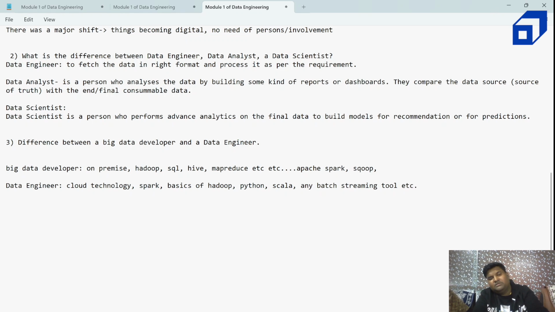So if someone asks you what is the main difference between a big data developer and a big data engineer, both are the same. Just that one is an old kind of job, and that job evolved into a newer job, which is data engineering, right? So do not get confused. Both are the same, like brothers, but yeah, the name is different, right?